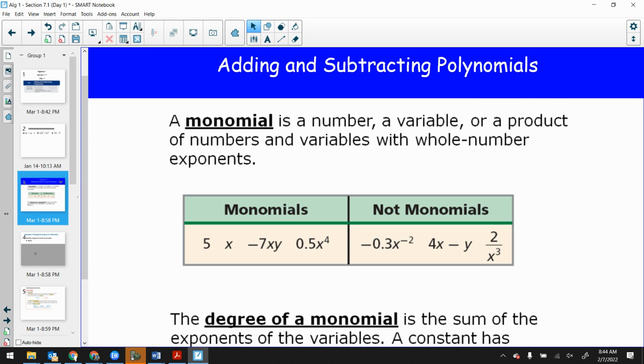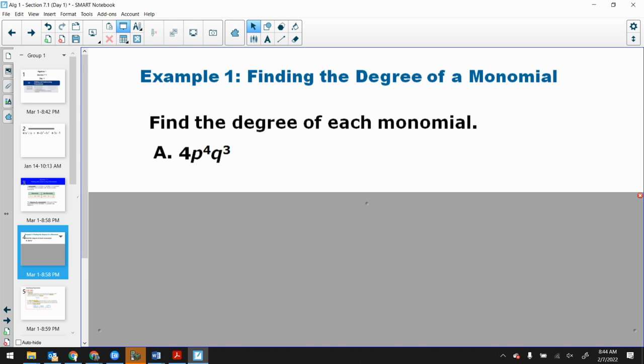So let's do a couple of these. Find the degree of this monomial. Do you notice how there are no addition or subtraction signs? That means that this is a single-termed polynomial, a monomial. So that means the degree is what?